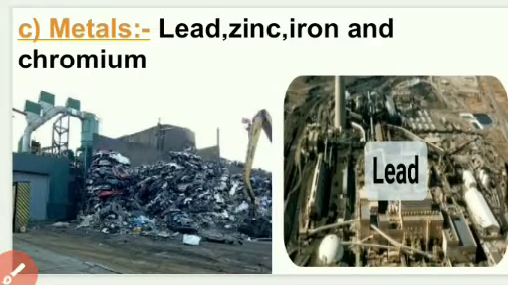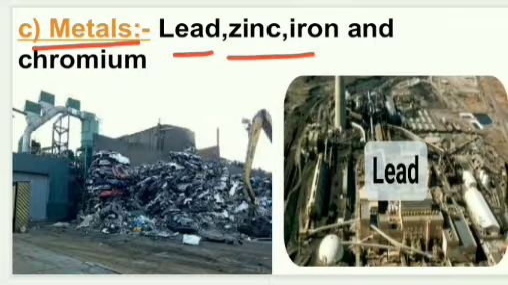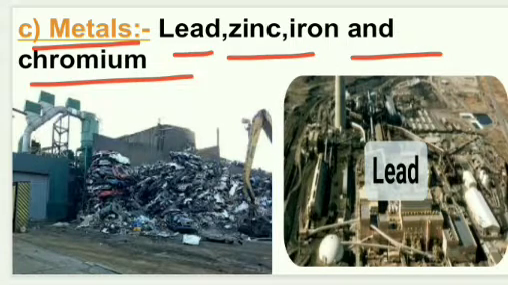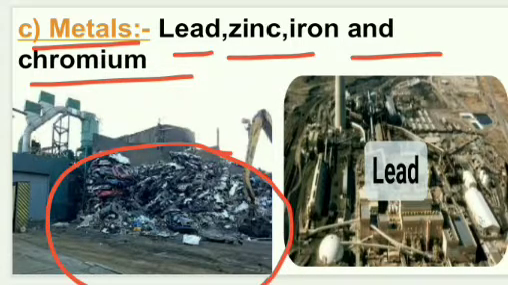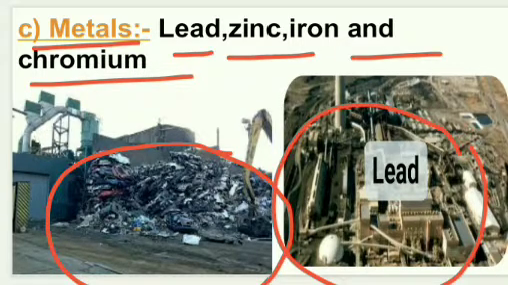Now the third important air pollutant is metals. In metals, especially lead, zinc, iron and chromium are the main metals which are responsible for air pollution. So here is the iron which is responsible for pollution, and here is the lead. So this is how metals are also the air pollutants.